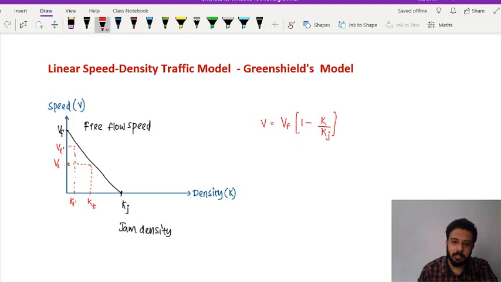Now see what you mean by this V and K. If you want to know the average speed of the stream at any value of K, you just have to substitute that K in this equation. So which things are constant? Vf is already there, it's not changing. 1 minus something divided by Kj. So these terms are fixed already. Vf and Kj are fixed for a particular road.